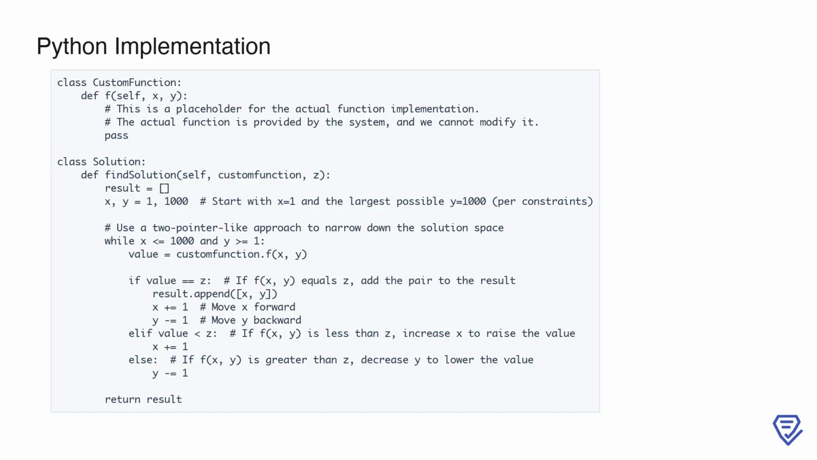Edge cases. If z is smaller than the minimum possible value of f(x, y), the result will be empty. If z is larger than the maximum possible value of f(x, y), the result will also be empty. The algorithm handles these cases naturally since the loop will terminate without finding any pairs.